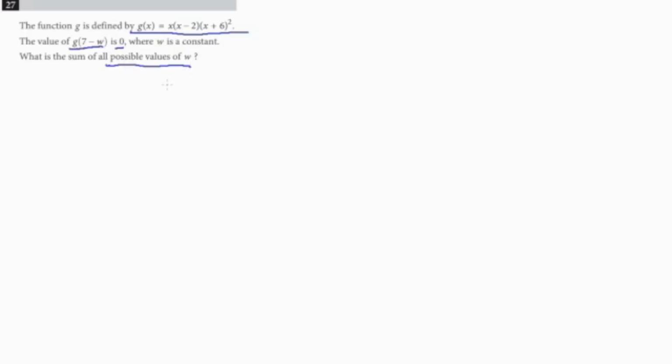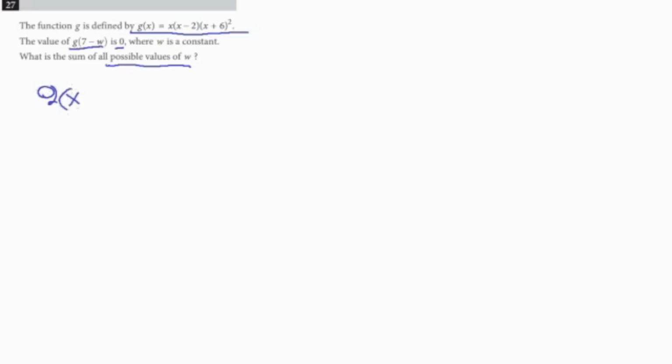What you have to realize here is that there are going to be a couple of possible values of w, and that's going to occur at the zeros of this function. When we find that, we can set 7 minus w equal to whatever x value makes that function 0, and then work backwards from there. So we have to find where g of x is equal to 0. This is pretty simple because, if you notice, this is a factored quadratic, right?